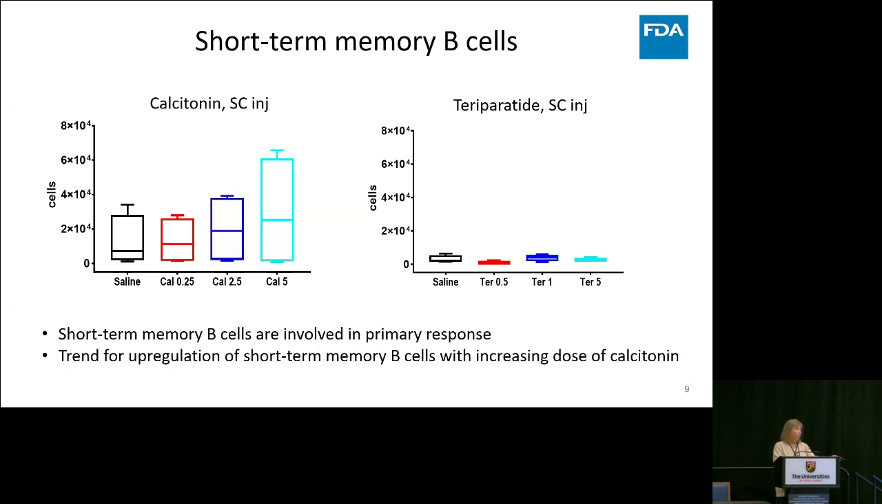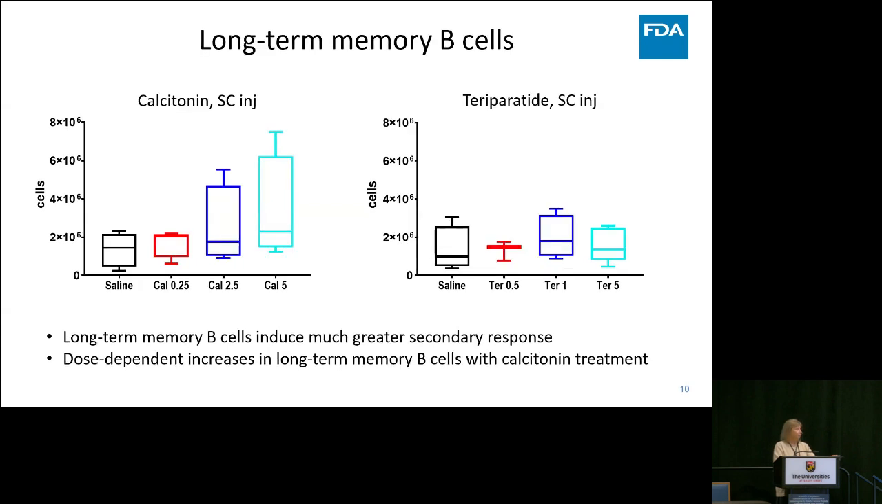And short-term memory B cells are involved in primary responses. These are not the long-term memory B cells. But it does show that when you give calcitonin, there is a trend to recognizing something and more of them being present.